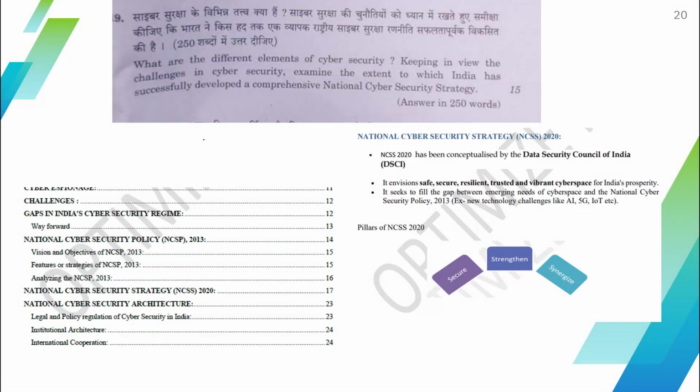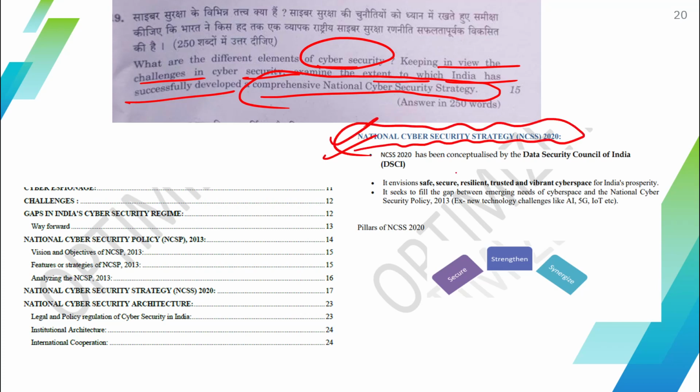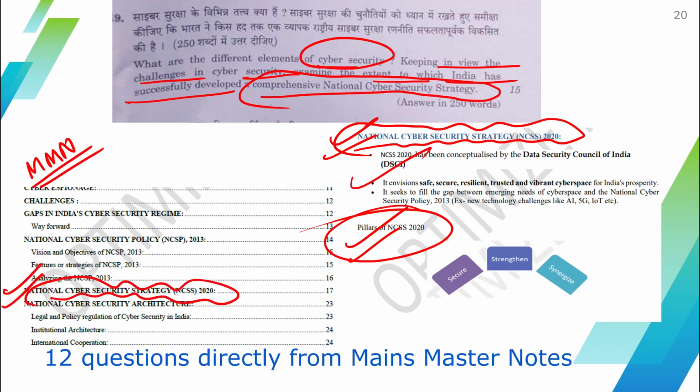Let us see the next question, guys. Question number 19. What are the different elements of cyber security? Keeping in view the challenges in cyber security, examine the extent to which India has successfully developed a comprehensive national cyber security strategy. Guys, directly from the mains master notes: National Cyber Security Strategy 2020. Directly, pillars of the National Cyber Security Strategy. You can see here the mains master notes. Again static, directly from the mains master notes. And I had predicted this in my prediction list this year.